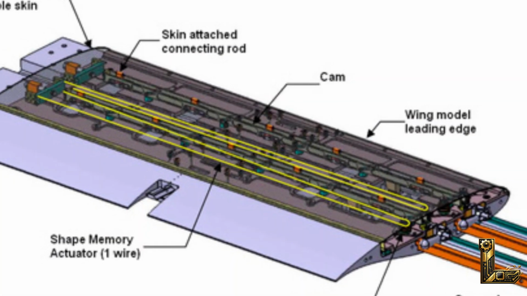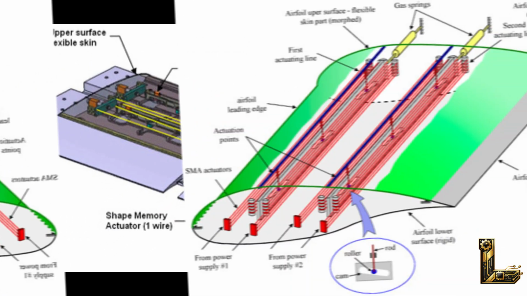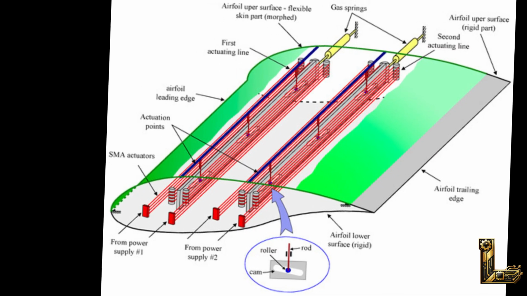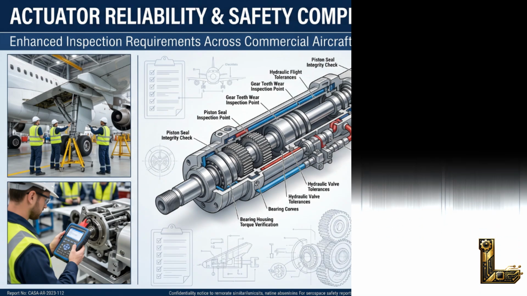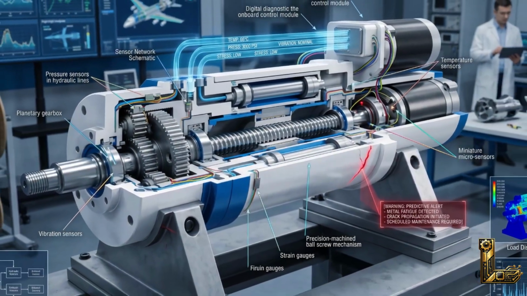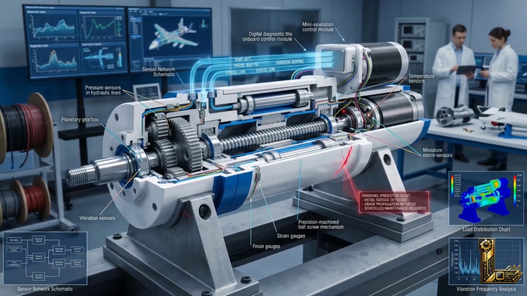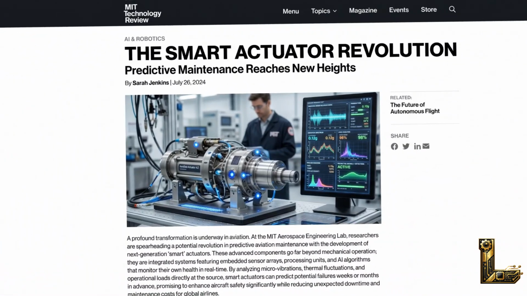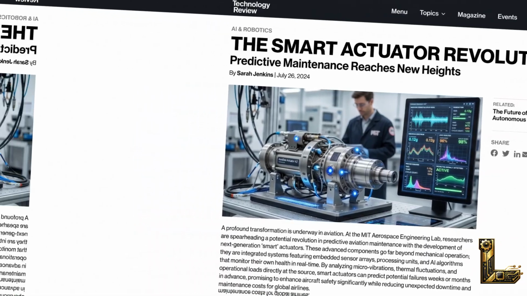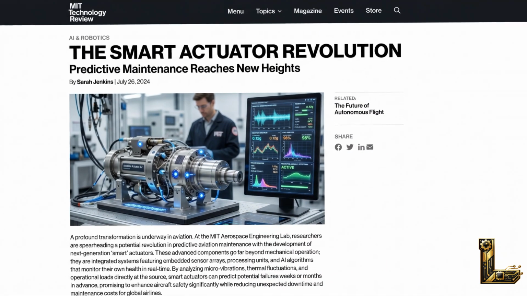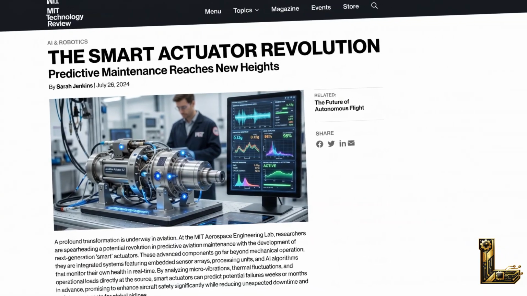The good news is that technology is advancing rapidly. MIT's Department of Aeronautics and Astronautics published a 2023 research paper exploring self-diagnosing smart actuators, devices embedded with sensors that detect internal stress and signal potential failure before it occurs. The paper, covered by MIT Technology Review, described these smart actuators as, quote, "a potential revolution in predictive aviation maintenance."